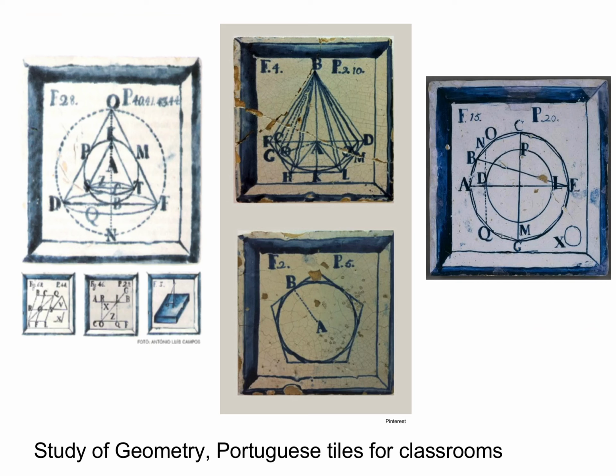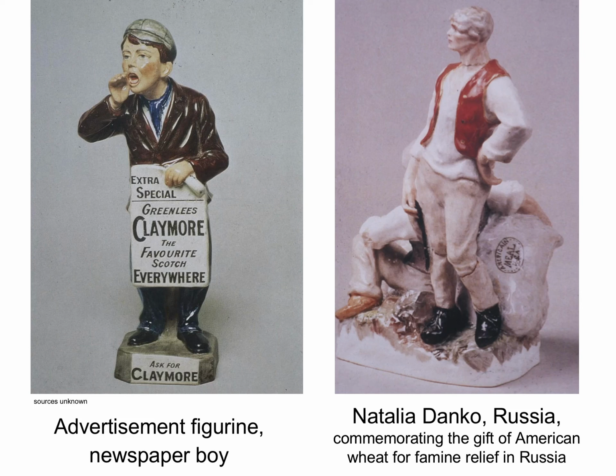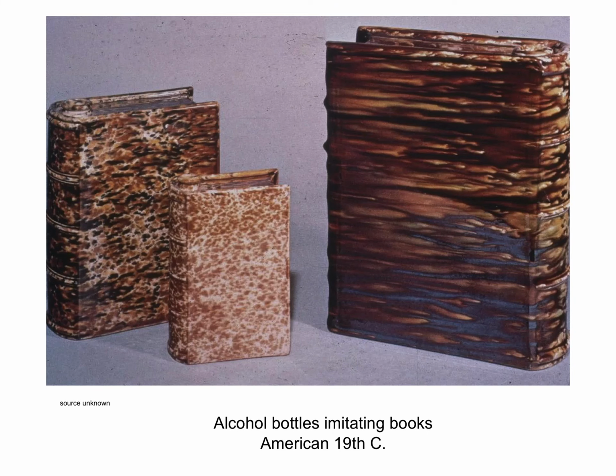Those are tiles for a classroom made in Portugal for the study of geometry. This plate here is for learning the alphabet, counting to 24, and telling the time, months, and hours. An advertisement figurine of a newspaper boy and Natalia Danko's from Russia commemorating the gift of American wheat for famine relief in Russia. So we find all kinds of inscriptions on ceramics for all kinds of purposes.